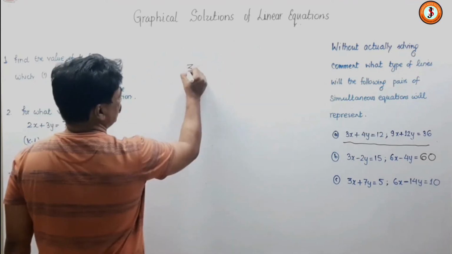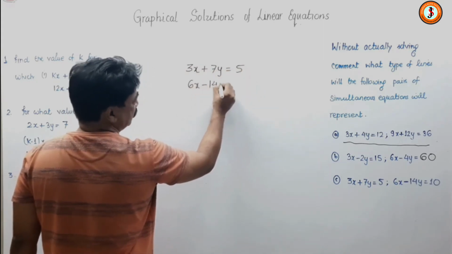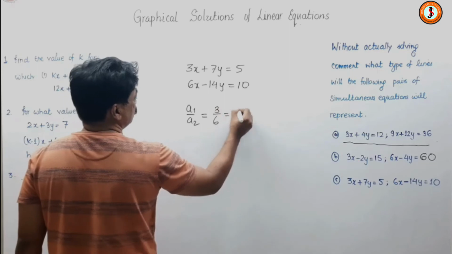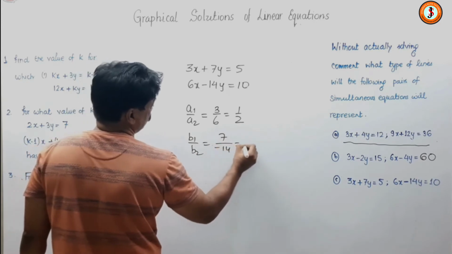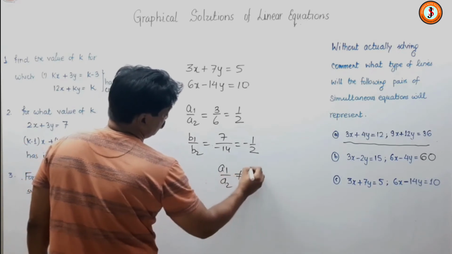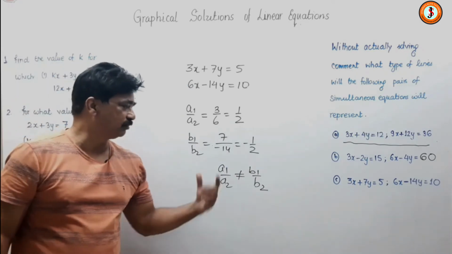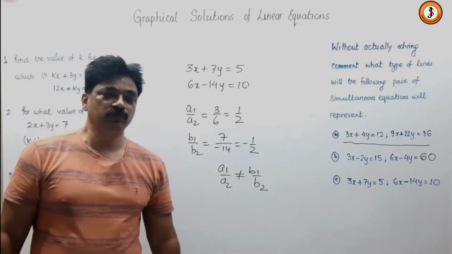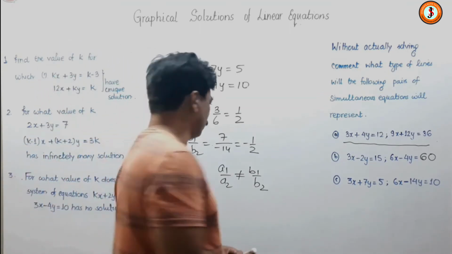I am copying 3x plus 7y is equal to 5 and 6x minus 14y is equal to 10. So I take a1 by a2, that is 3 by 6, that is equal to 1 by 2, and b1 by b2 is equal to 7 by minus 14, that is equal to negative 1 by 2. So I don't move ahead, because here I am getting a1 by a2 is not equal to b1 by b2. When you get this, you don't need to find c1 by c2, because since a1 by a2 is not equal to b1 by b2, the equations will represent intersecting lines and they will be consistent. Now I move to next.